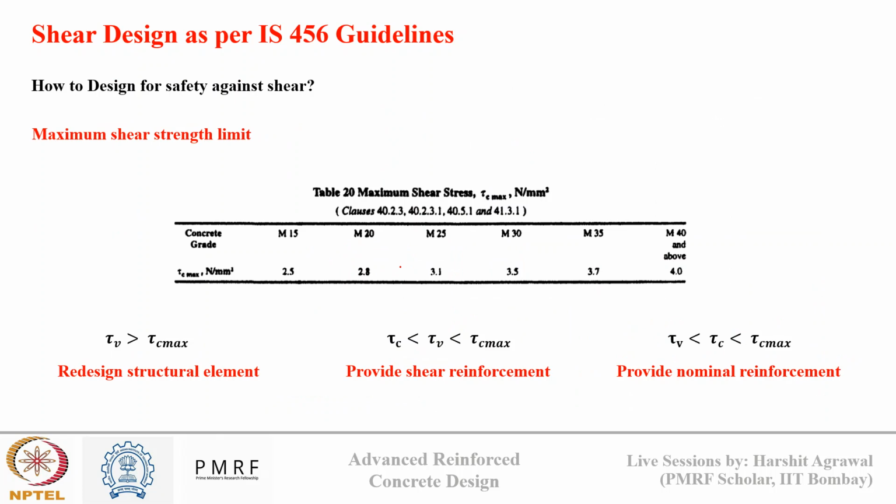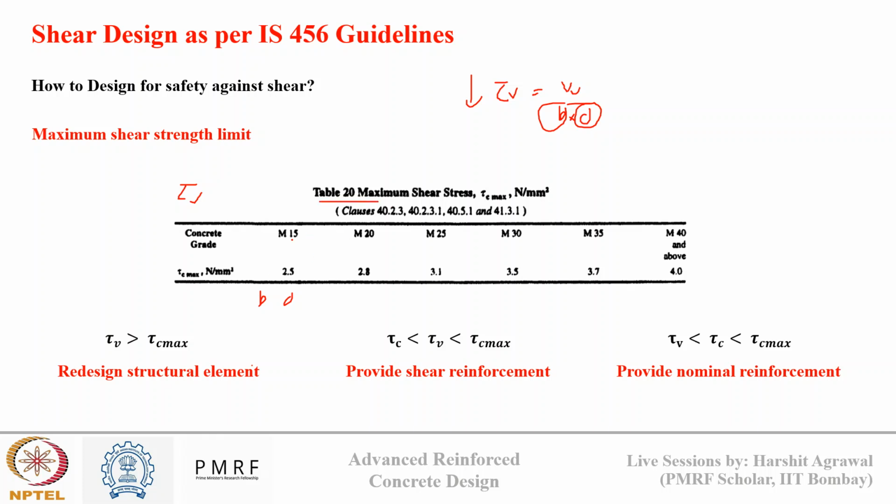Then there is one more factor which is known as maximum shear strength limit, which is determined by table 20 of IS 456. In no case can the nominal shear stress that we derived, tau v, be greater than the maximum shear strength limit. If this happens, then we need to redesign the section by either increasing b or d or both, so that we can reduce tau v. So we now know tau v is equal to Vu upon bd. If my tau v is more than tau c max, then we need to redesign the section. For that we can either increase b or increase d or increase both. If we increase this, then tau v will reduce and it may come lower than tau c max.